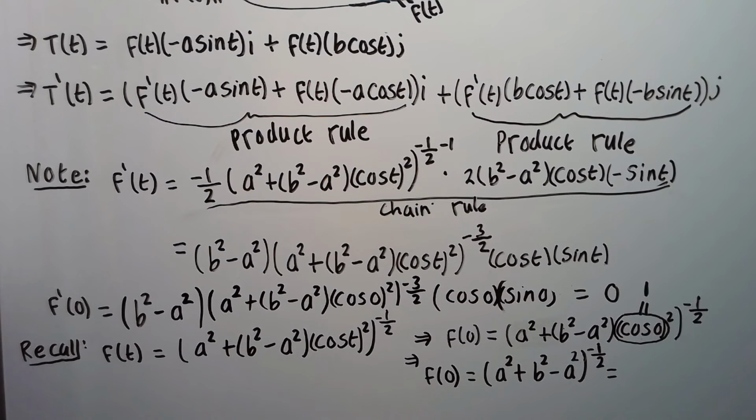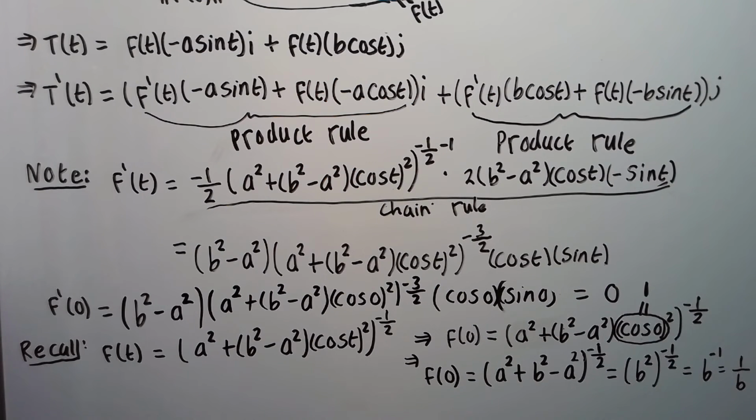Let me write it here. We get this, and then multiplying those exponents, we'll get b to the minus 1. So we get b to the minus 1, which you can write as 1 over b.